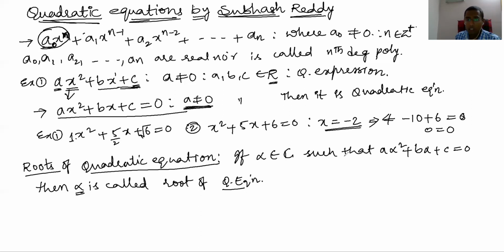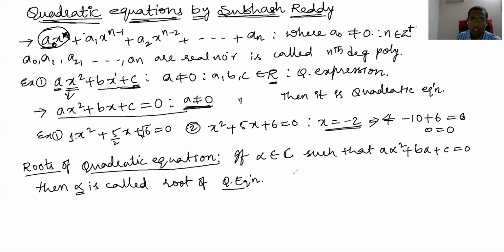So if there exists alpha such that a alpha square plus b alpha plus c equals 0, then alpha is called a root of the quadratic equation. Sometimes it can also be called a solution of the quadratic equation. Here you learn ways to solve a quadratic equation to find the solution or root.